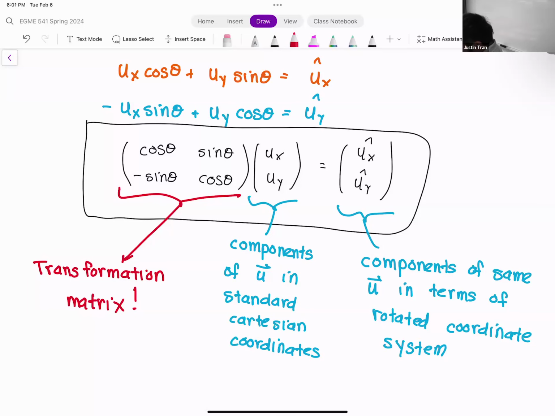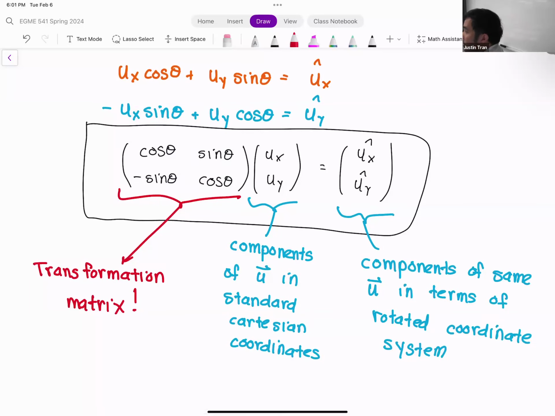All right. Any questions on this? All right. So that's coordinate transformations in a nutshell. And so what we're going to do from here is that we're going to take this and we're going to apply it to our element stiffness matrix for our truss.